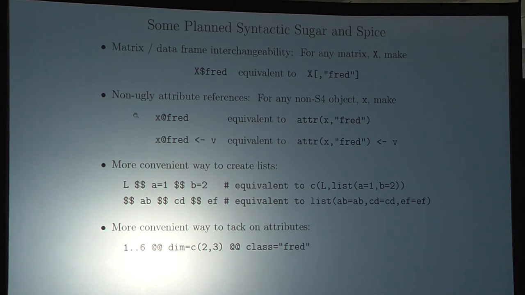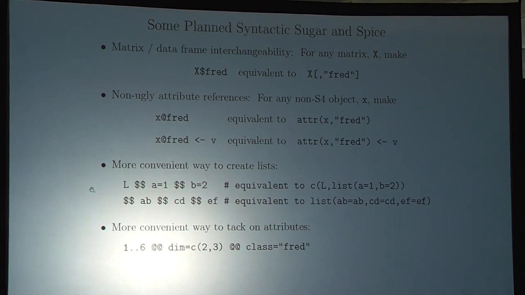It'd also be nice to have non-ugly attribute references. So the at operator already exists and is applied to S4 objects to get and set the values of slots, which are actually implemented as attributes. And so the proposal is to just make that work even if it's not an S4 object, so that x at Fred is the same as attr(x, "Fred"), and x at Fred <- V is the same as the assignment form.